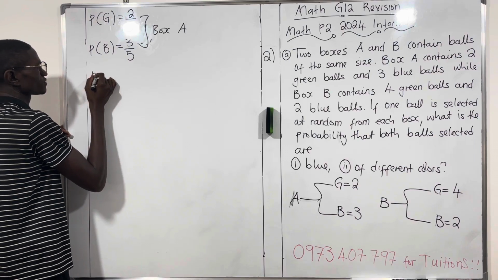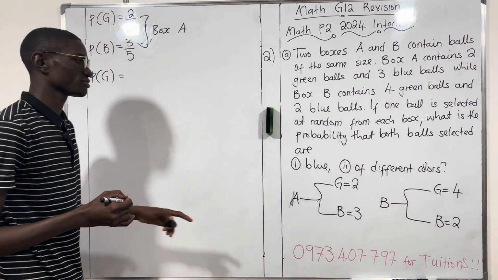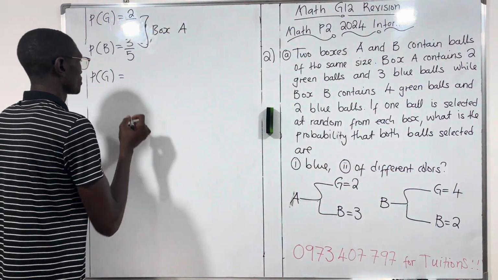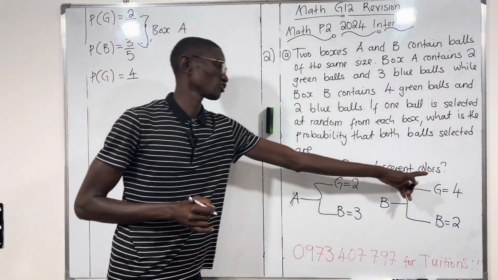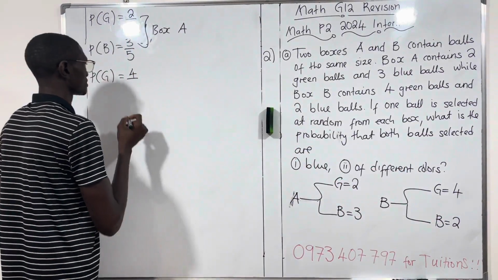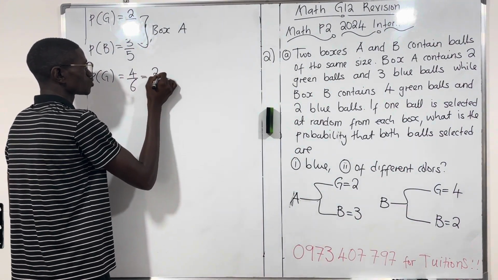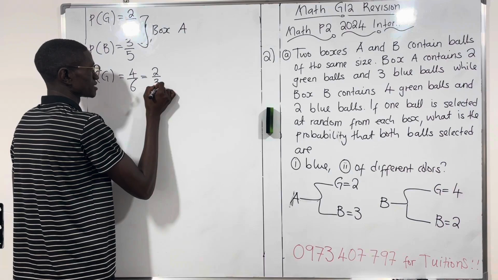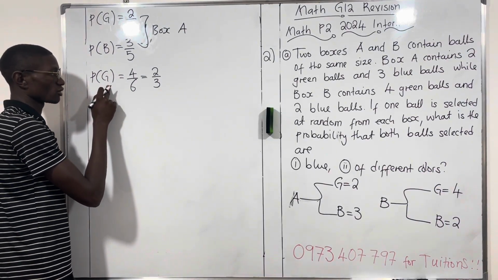So what is the probability of selecting a green ball from box B? How many green balls are in box B? There are 4. Okay, so it's going to be 4 over the total number of balls in box B, which is going to be 4 plus 2, giving us a 6. So this one we can simplify it. We can say 2 into 4, that is 2. 2 into 6, that is 3. So this is the probability of selecting a green ball from box B.